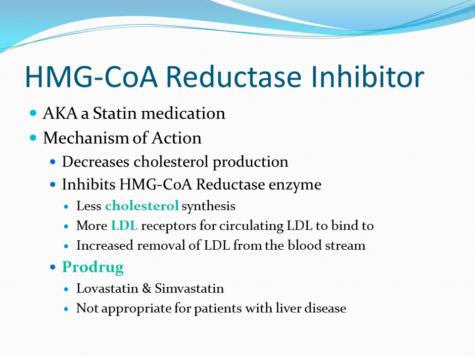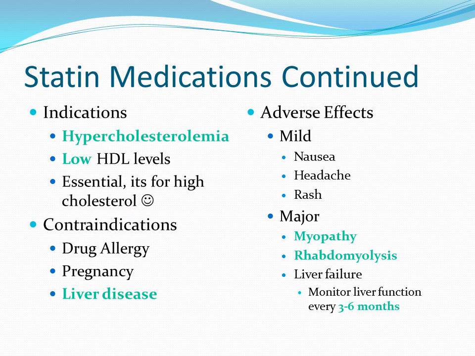These medications, some of them are prodrugs and some of them are not. The drugs which are prodrugs from this category are going to be lovastatin and simvastatin. The only thing you really need to remember about this is with prodrugs, the liver needs to metabolize them in order for them to be valid. So if a patient has liver disease, this would not be the medication that they would go on. The indications, technically it's for hypercholesterolemia or for low HDL levels, which if you can remember that it's for high cholesterol, that's going to be perfectly acceptable for this class.